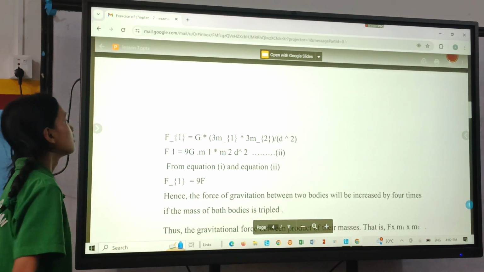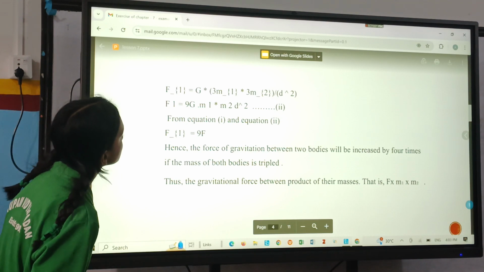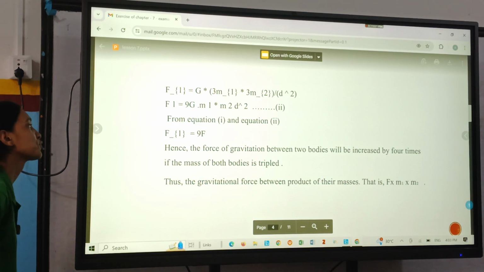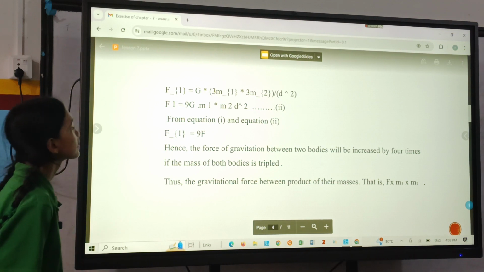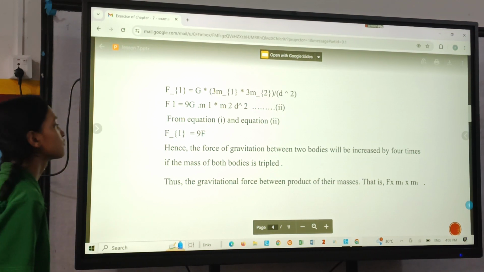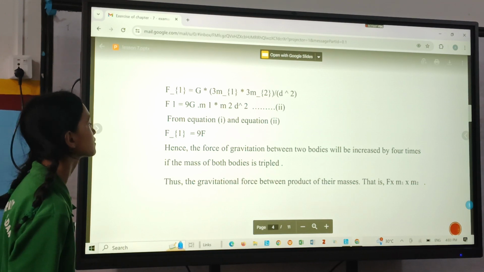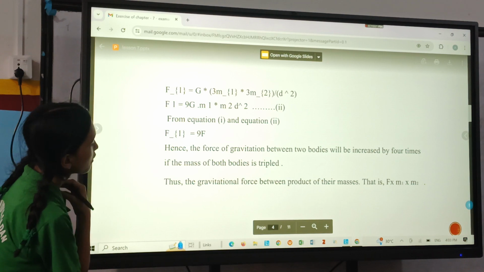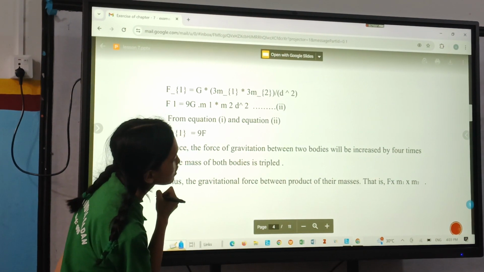F1 is equal to G times 3m1 into 3m2 by d square. F1 is equal to 9G m1 into m2 by d square. From equation 1 and 2, F1 is equal to 9F. Hence, the force of gravitation between two bodies will be increased by 9 times if the mass of each body is tripled. Thus the gravitational force is directly proportional to the product of their masses, that is F proportional to m1 into m2.